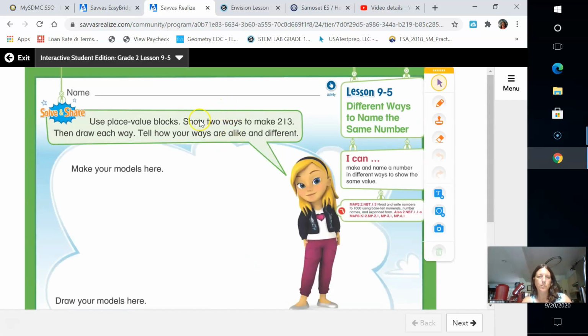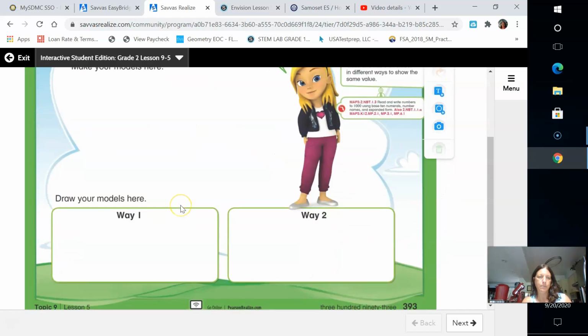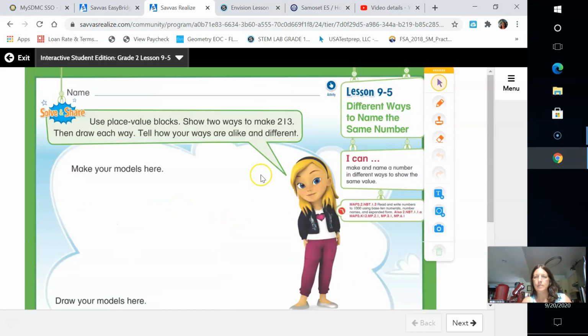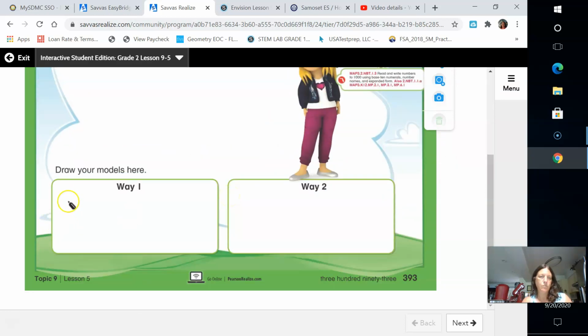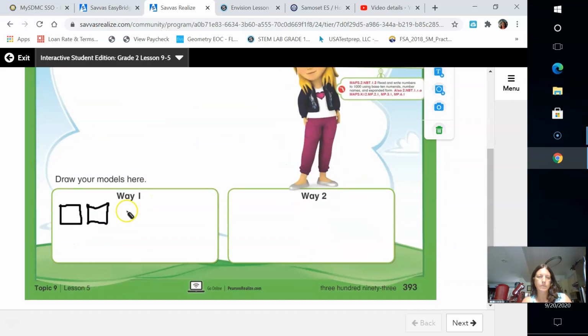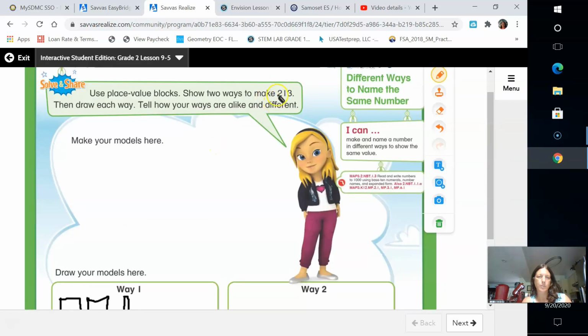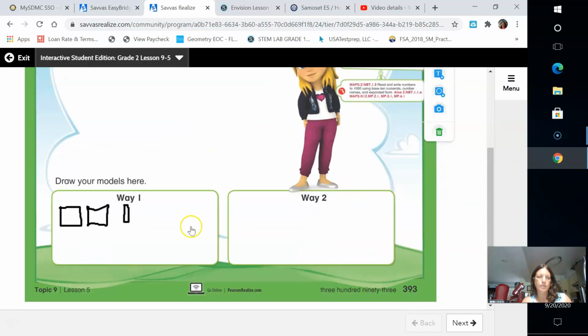All right, so we want to show two ways to make 213. The first way, we're going to do like we would normally do. 200, and a tens block. I'm looking at the number here. 3 ones. That's the way we normally do it. 213.